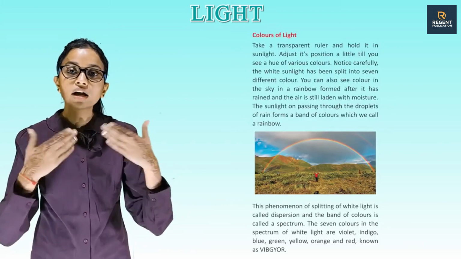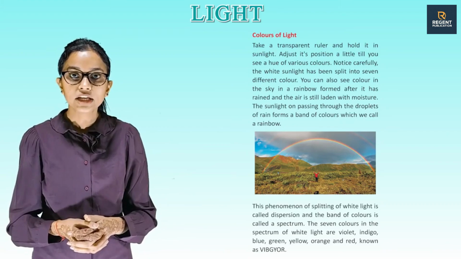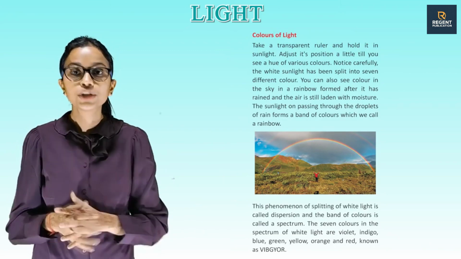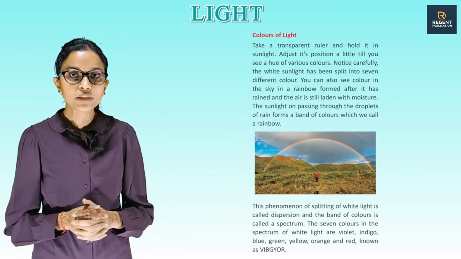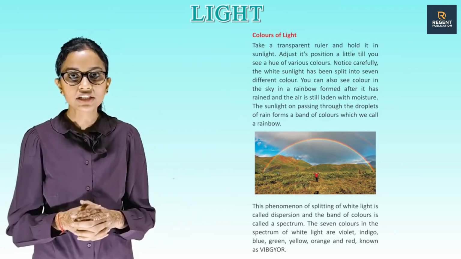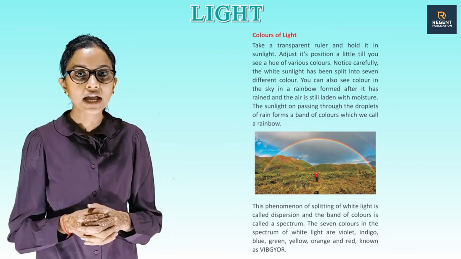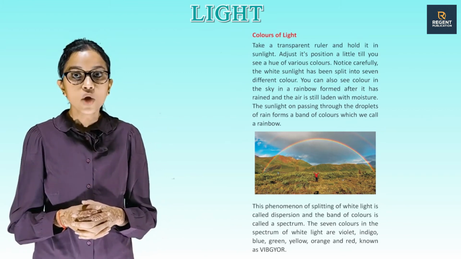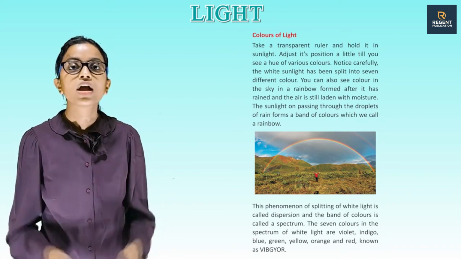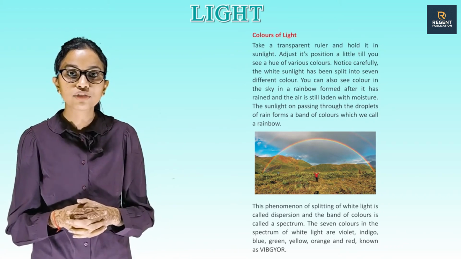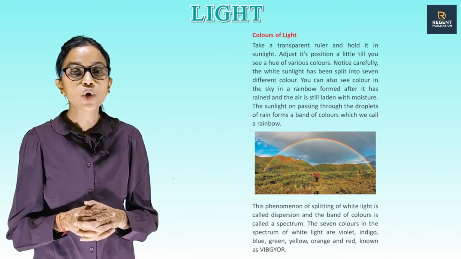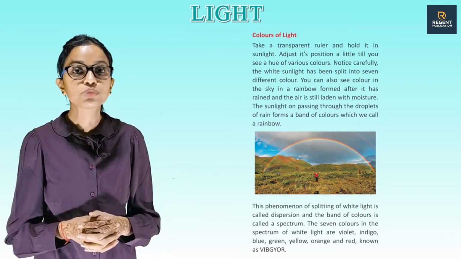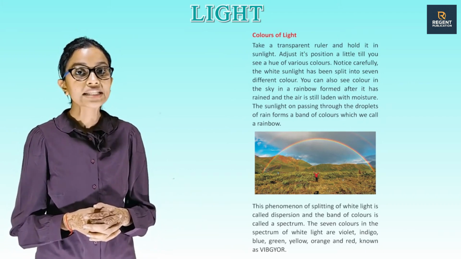Colors of light. Take a transparent ruler and hold it in sunlight. Adjust its position a little till you see a hue of various colors. Notice carefully, the white sunlight has been split into 7 different colors. You can also see colors in the sky in a rainbow formed after it has rained and the air is still laden with moisture. The sunlight passing through the droplets of rain forms a band of colors which we call a rainbow. This phenomenon of splitting of white light is called dispersion and the band of colors is called a spectrum.